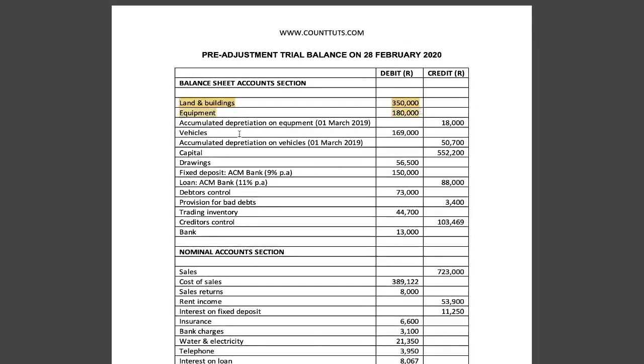Okay, and then the next thing that we have here is the accumulated depreciation on equipment, and we are given the date there as at the 1st of March 2019. So this is the beginning of this financial period. Okay, and we are told that it was 18,000 rand at the beginning of this financial period. Now, of course, we need to calculate the depreciation for this specific period and add it to this 18,000 rand, and it will be the accumulated depreciation on equipment. Okay, so let me just copy that.